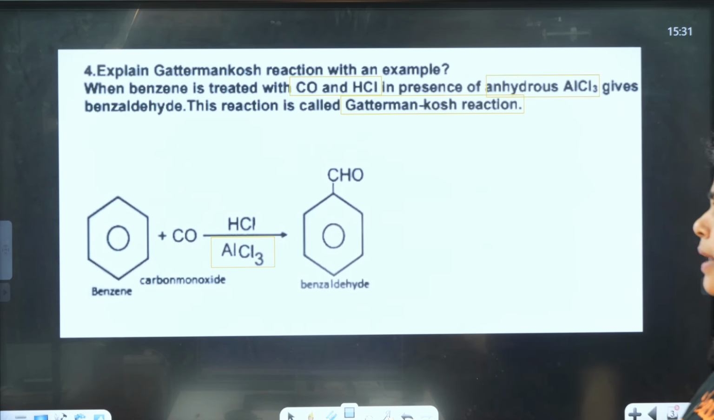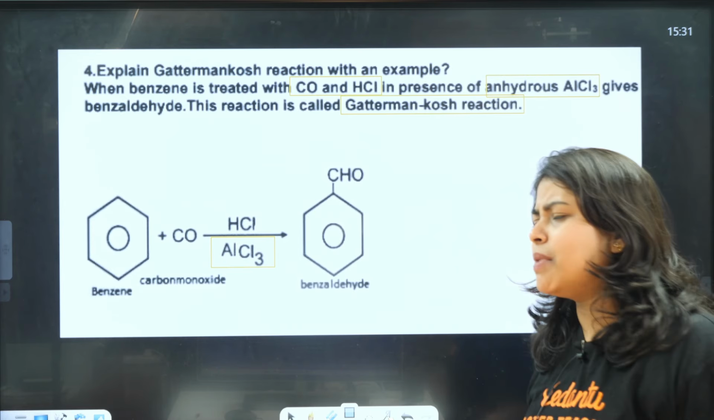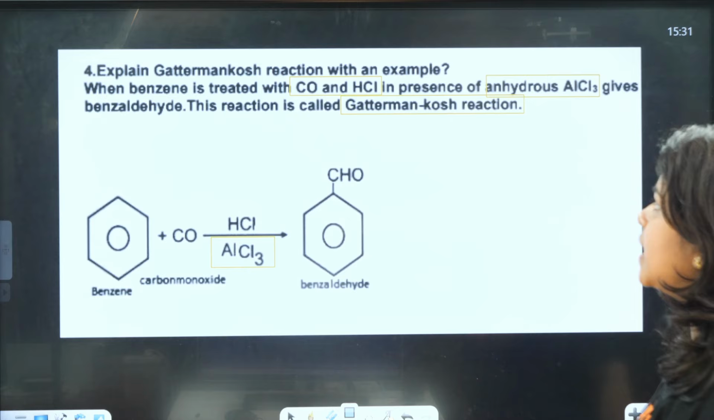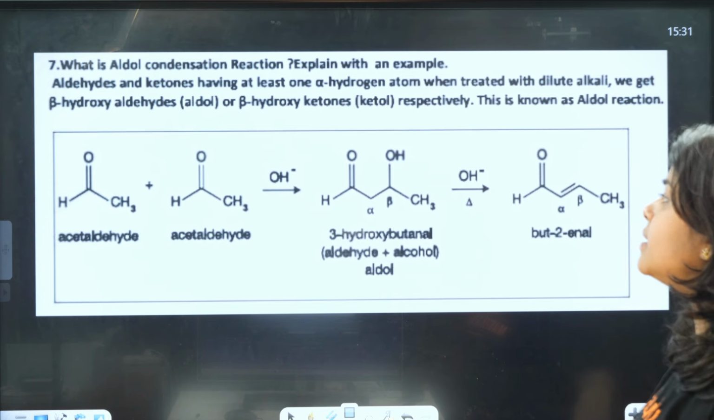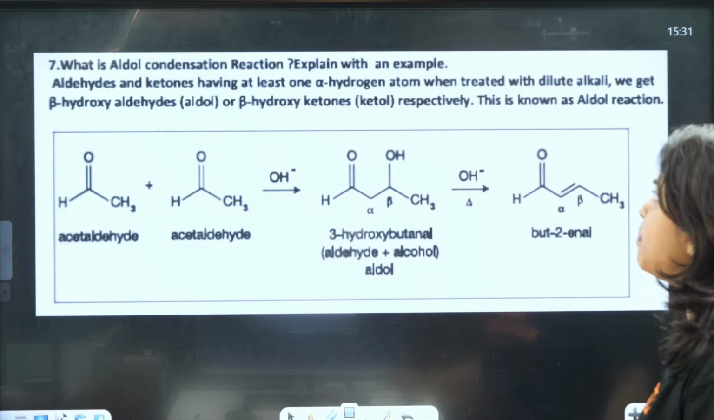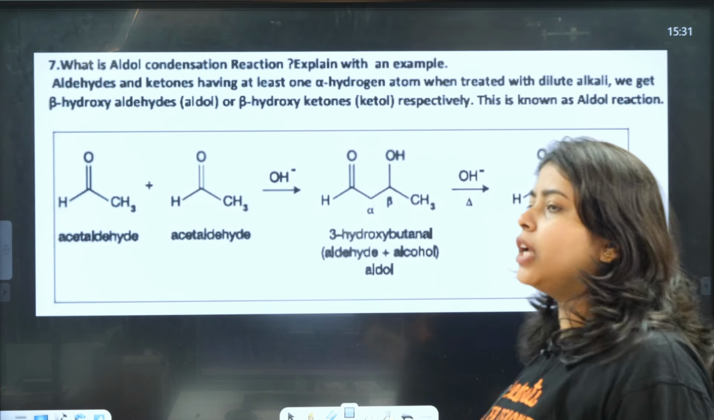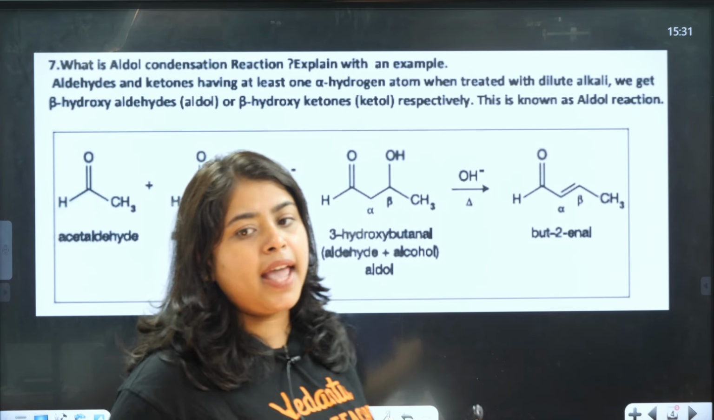Pronunciation varies a little, people pronounce it in different ways. Okay, so that is also called Gattermann's reaction with an example. Clear? Next one, what is the aldol condensation reaction? Explain with an example. How do we explain the aldol condensation reaction?